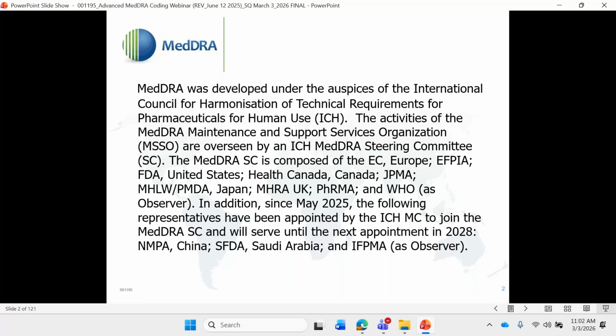So the ICH tasked the MSSO, or the MedDRA Support Services Organization, with the job to maintain and support MedDRA. This includes providing trainings such as the one you're having today, as well as administering the MedDRA licenses. All of these MSSO activities are overseen by the ICH's MedDRA Management Committee, and the MedDRA Management Committee is composed of various industry as well as regulatory bodies across the ICH regions. And the WHO also serves as an observer. This gives you a background understanding of how MedDRA evolved.